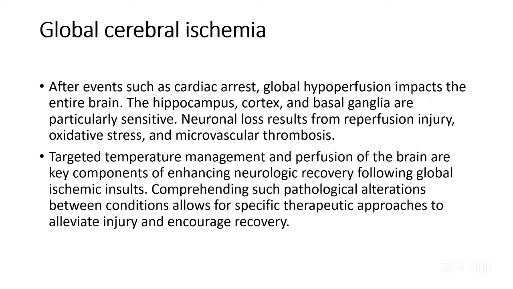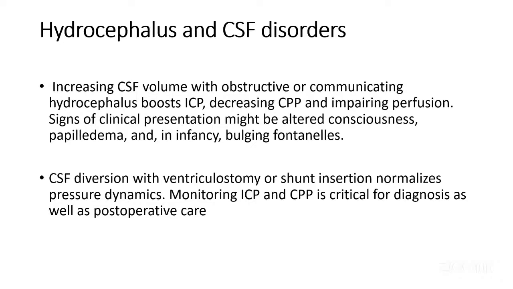Global cerebral ischemia. After cardiac arrest, there is a global hypoperfusion that also hampers the brain. The hippocampus, cortex, and basal ganglia are very sensitive in this situation. Neuronal loss results from reperfusion injury, oxidative stress, and microvascular thrombosis. Targeted temperature management and perfusion of the brain are key components for enhancing neurological recovery following global ischemic insult. Comprehensive understanding of the pathological alterations in this condition allows for specific therapeutic approaches to reduce the injury and encourage recovery.